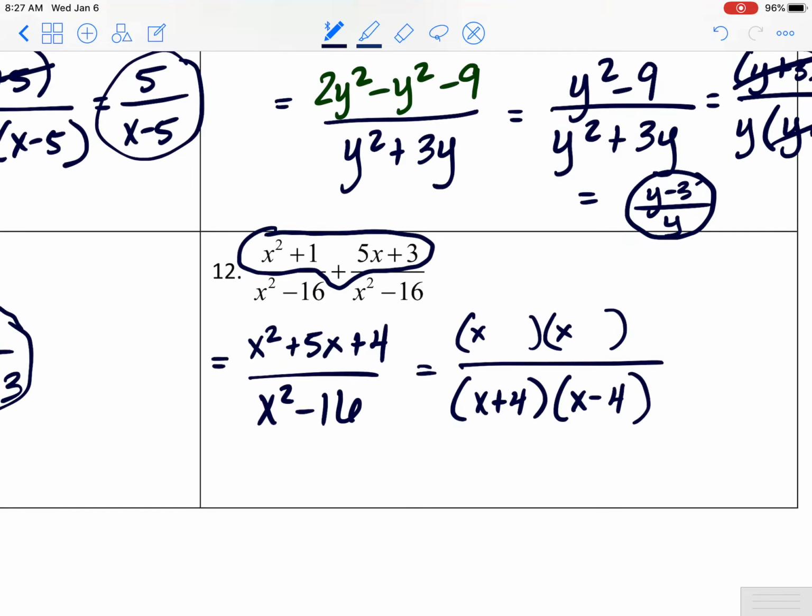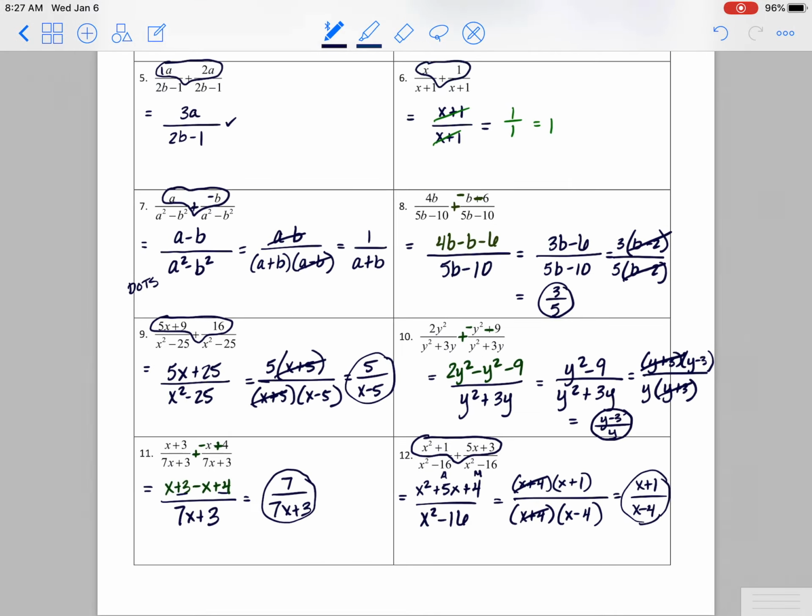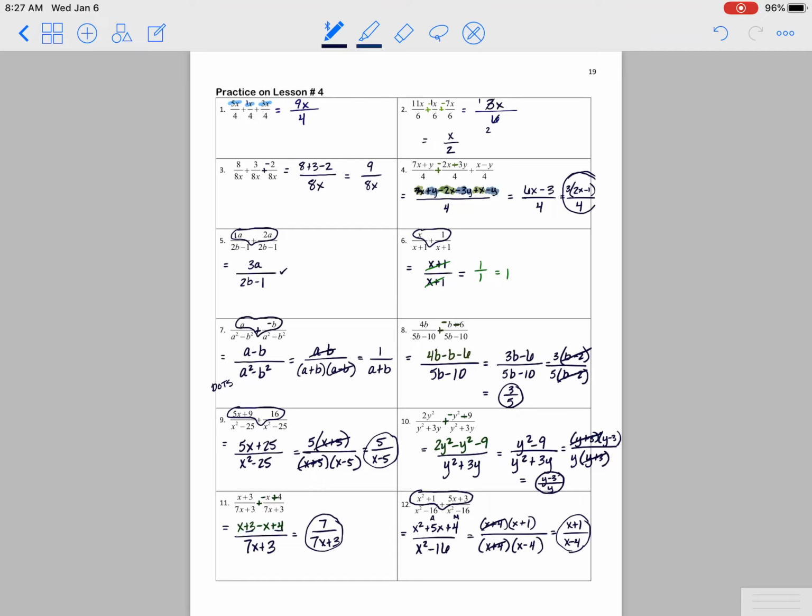So I need a number that multiplies to 4, but has to add to 5. Well, that would be 4 and 1. So it looks like this top cancels with that bottom. So my final answer would be x plus 1 over x minus 4. So there's the first page.